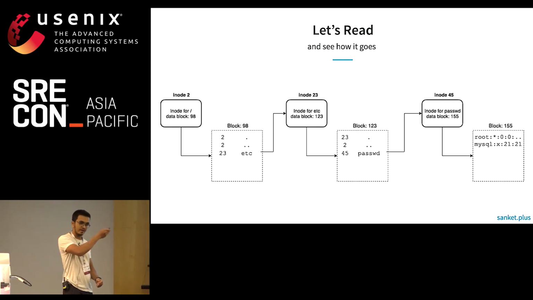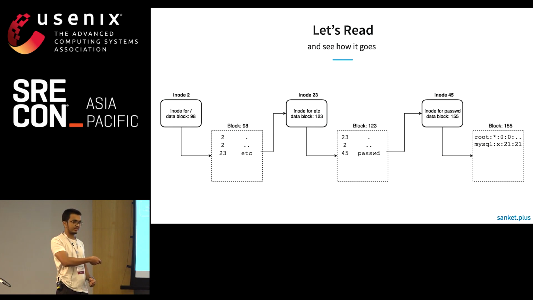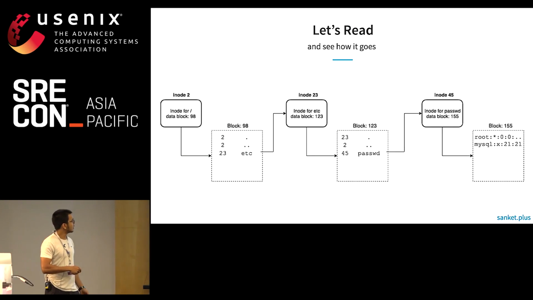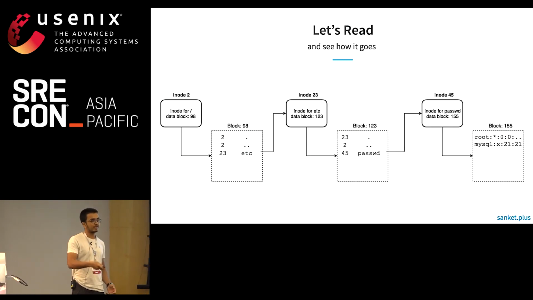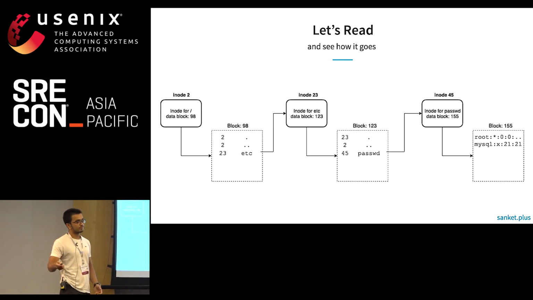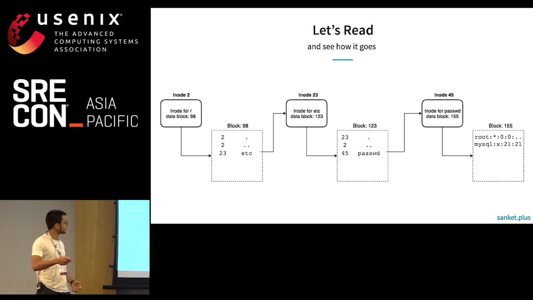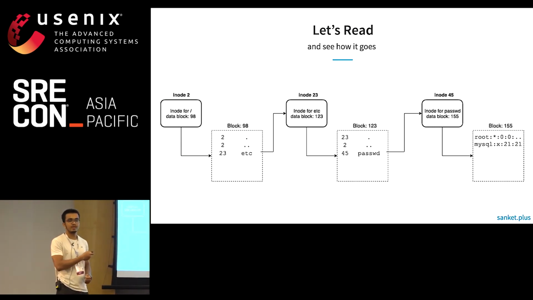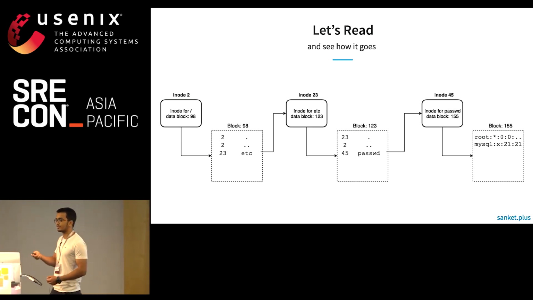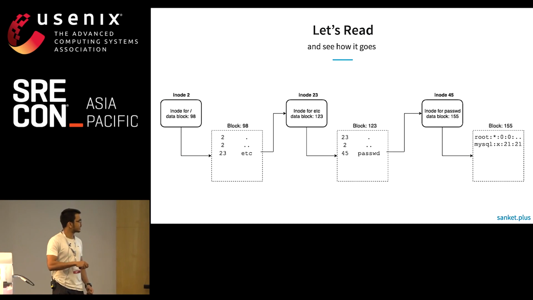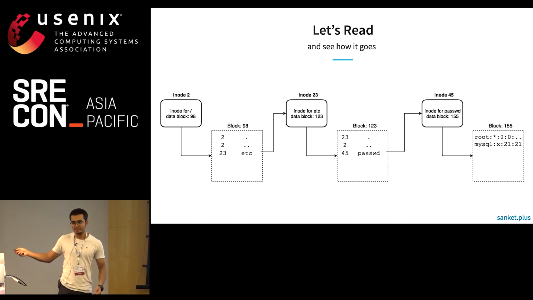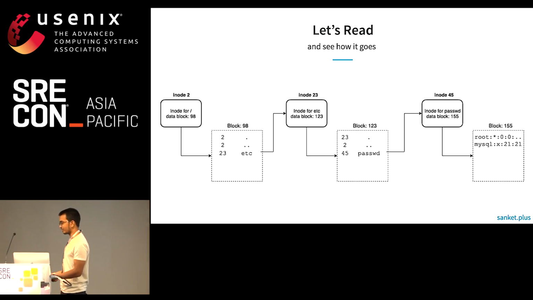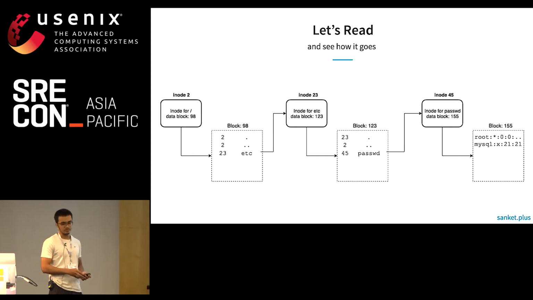Again, you'll go back to the inode table and fetch inode 23. Inode 23 is for directory etc, so if you list out the contents, it should be the contents of directory etc. What you're looking for is password, the next component in the path. For password, you'll see that the inode is 45. You go back to the inode table, fetch inode 45, and see what data block is associated. In this case, it was 155. And finally, when you go to the data block section and fetch data block 155, there you go, you have your file's content. So this is how a read would look like.